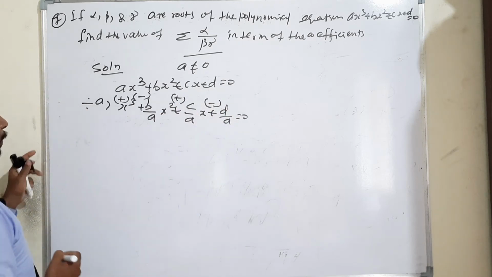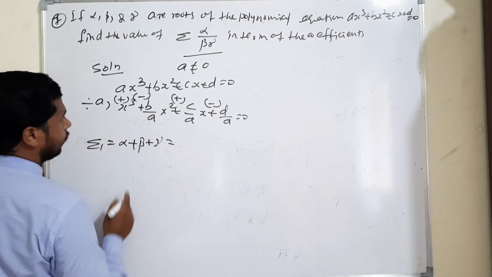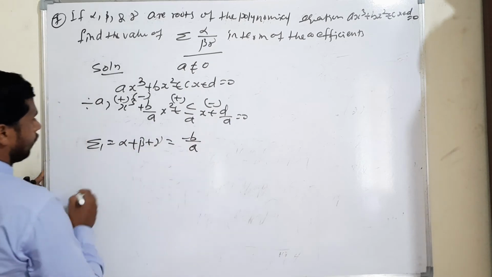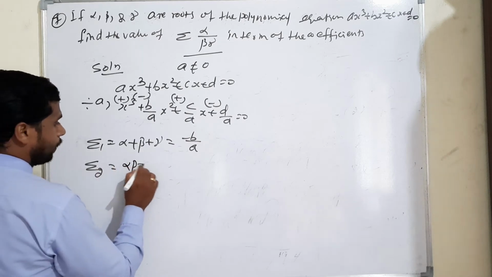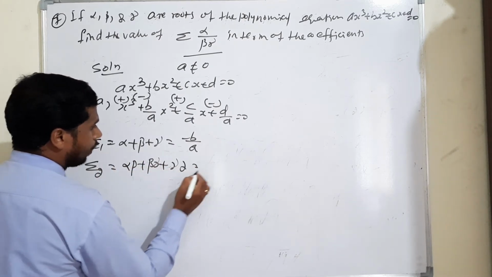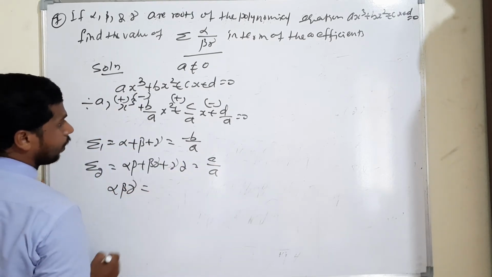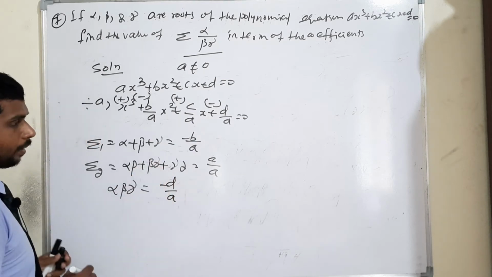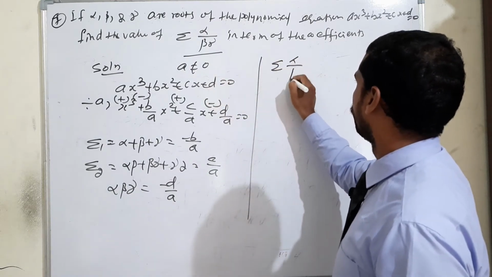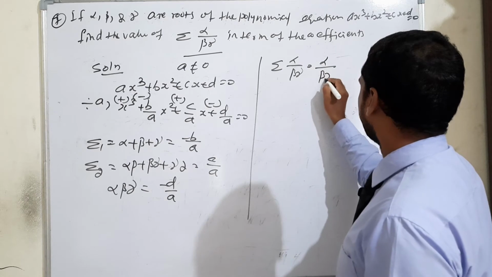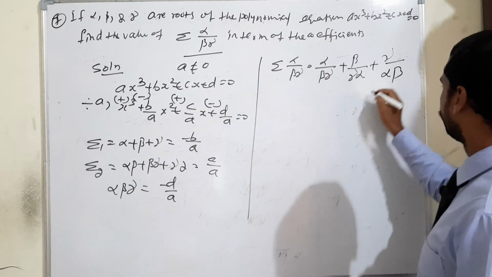So cubic of the roots means summation of 1 means what is the meaning? Alpha plus beta plus gamma is equal to minus b by a. Then summation of 2 means sum of product of the roots taken 2 at a time. That is alpha beta, then beta gamma, then gamma alpha is equal to c by a. So, last one product of the roots, that is called alpha beta gamma is equal to minus d by a. According to the question, what we have to find out, summation of alpha by beta gamma is equal to alpha by beta gamma plus beta by gamma alpha, last one gamma by alpha beta.